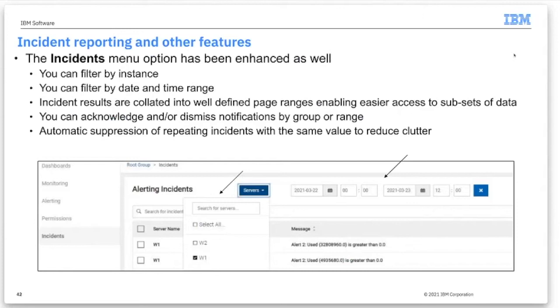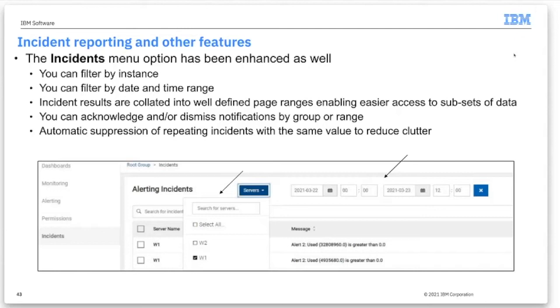Finally, the last thing on IHQ is the incidents and incident reporting menu. There are a number of useful features here, including the ability to filter by instance, by a date and time range. The incidents themselves can be collated into groups so that you can look at them as groups rather than scattered throughout the incident report. You can acknowledge or dismiss incidents either by range or by group.